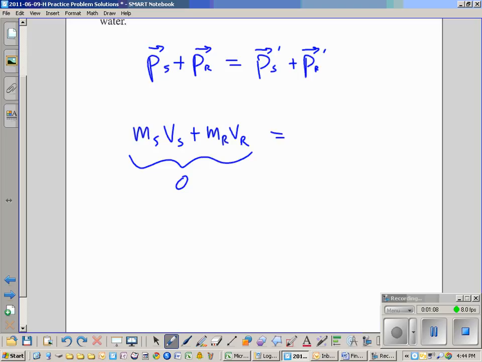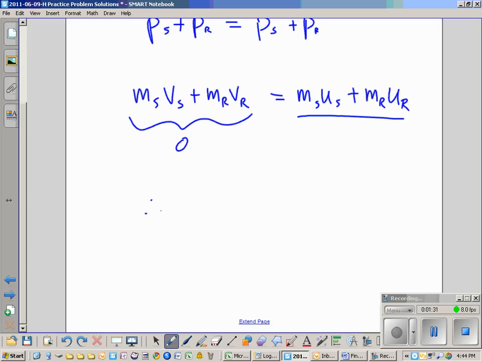It's got to be equal to the mass of the swimmer and the afterward velocity, where we use U for after the collision, or after the event, velocity of the swimmer, plus the mass of the raft afterward, velocity of the raft. We know that together these have to equal 0, so we can come down here and say that the mass of the swimmer times the velocity of the swimmer has to be equal to the negative of the mass of the raft times the velocity of the raft.